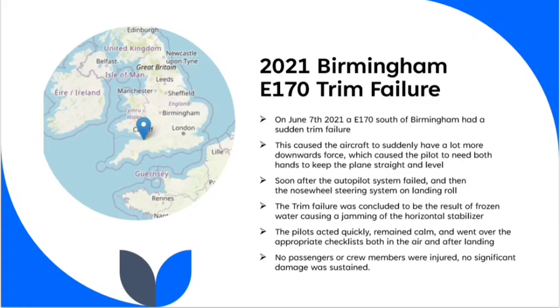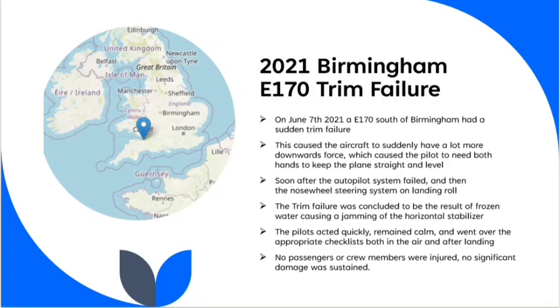However, the pilot was stuck at those controls because there was so much downwards force on the aircraft to keep the plane straight and level. He had to have both hands on the yoke, relying on his co-pilot to work the other systems. While this was going on, soon after, the autopilot system disengaged, and then later, the nose wheel steering system failed on landing roll. There was an investigation launched into it. All of this was unrelated. It was a lot of failures in one flight, though.